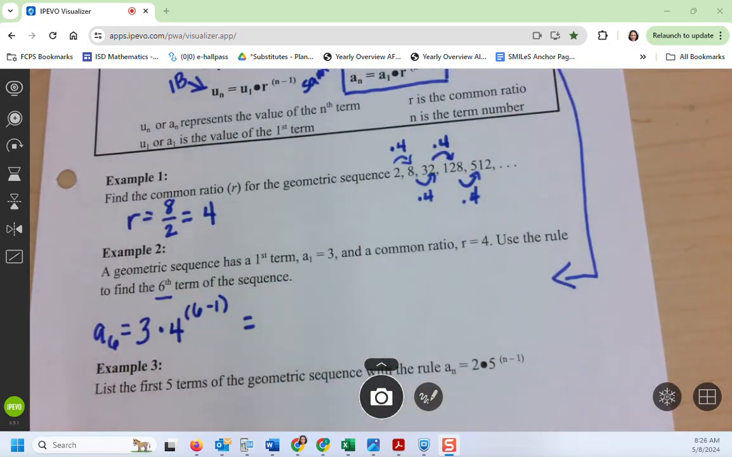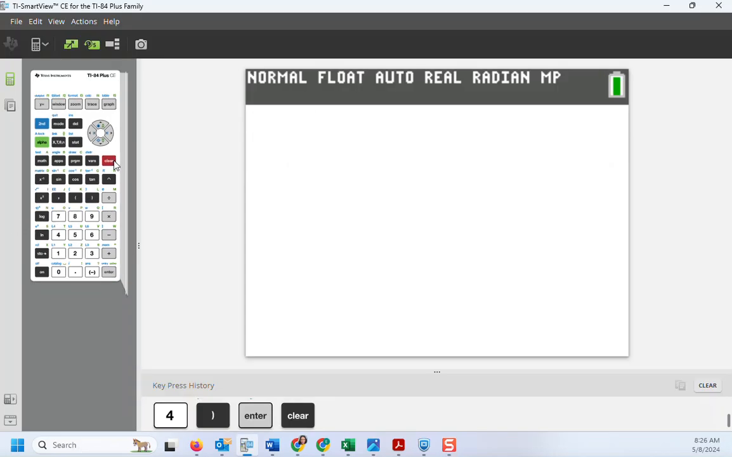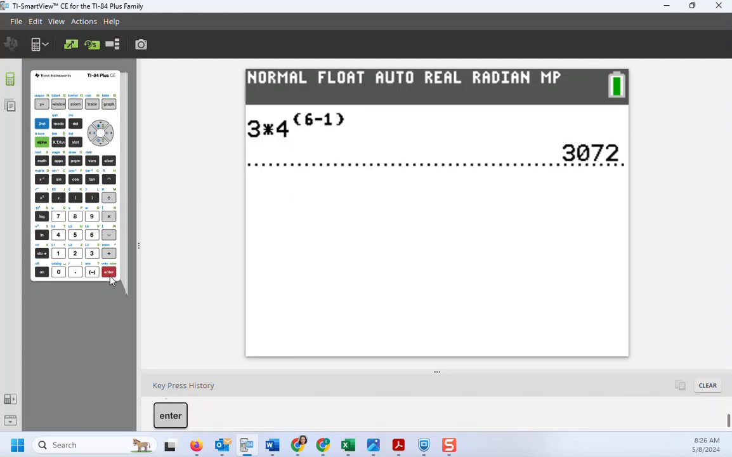Okay? Now, if I want to do this on the calculator, you just want to put parentheses around your exponent. So we have 3 times 4 raised to the, oh, I didn't need parentheses because it went up like that. But if it doesn't go up like that, then you'll do parentheses. And 6 minus 1. All right, I'm getting 3,072. Anybody else get that? Good. Okay.